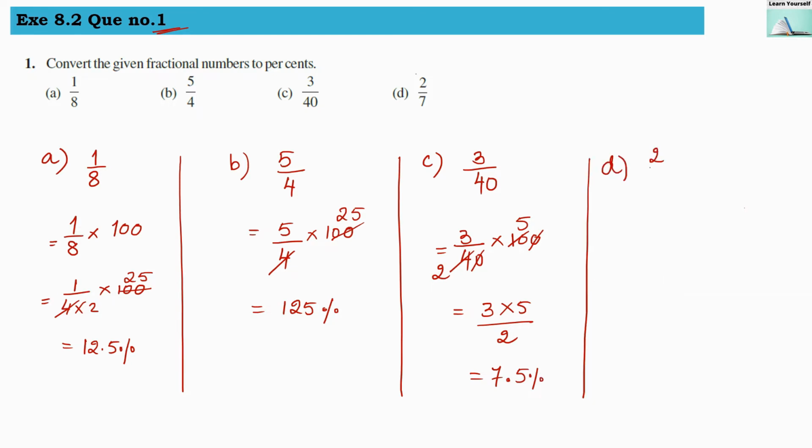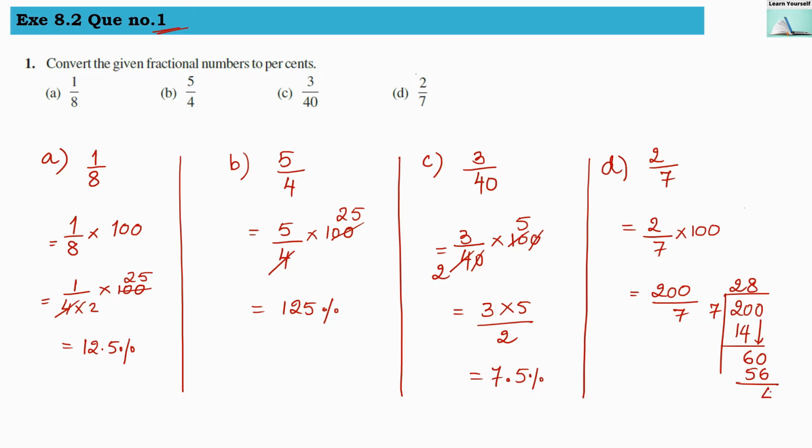D, 2 divided by 7. Here we multiply with 100 and as we can see, 7 and 100 we cannot divide. So this is going to be our answer, 200 divided by 7. Let us divide them. 200 divided by 7. We get 7 2s are 14. As an answer we got 6. Then we bring this 0 down, 60. Then 7 8s are 56. And we got 4. So our answer is going to be 28 at the front, 4 at the top, and in division the 7 will be there.